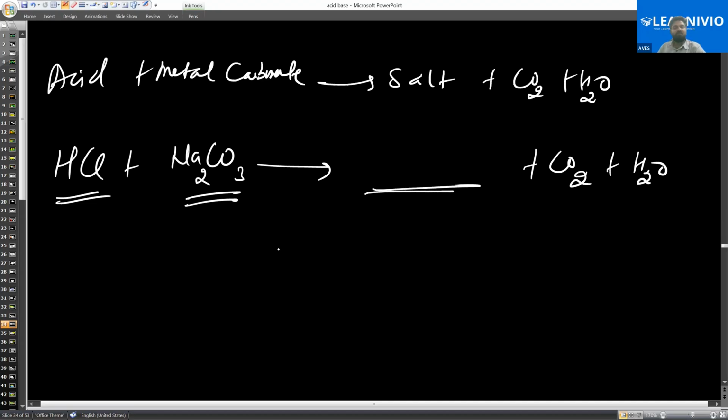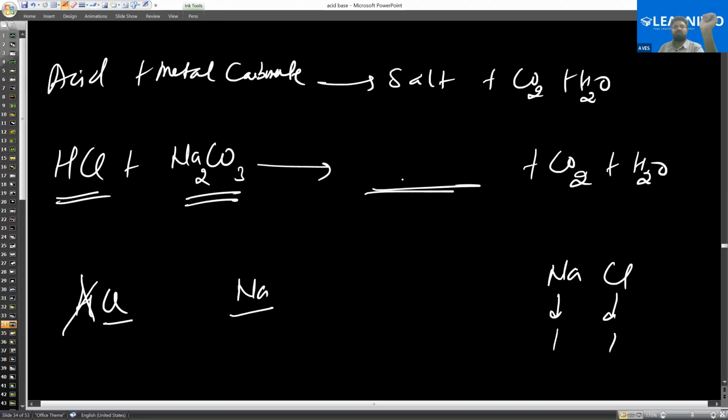But what is the name of the salt? I told you that from the acid, remove the H, and from any metal carbonate, whether it is a metal oxide or carbonate, take only the metal. Now you have two ions, sodium and chloride ion. Sodium has valency 1 and chloride ion has valency 1, so the formula will be NaCl. Understood? Sarah, you got it? Yes, sir.